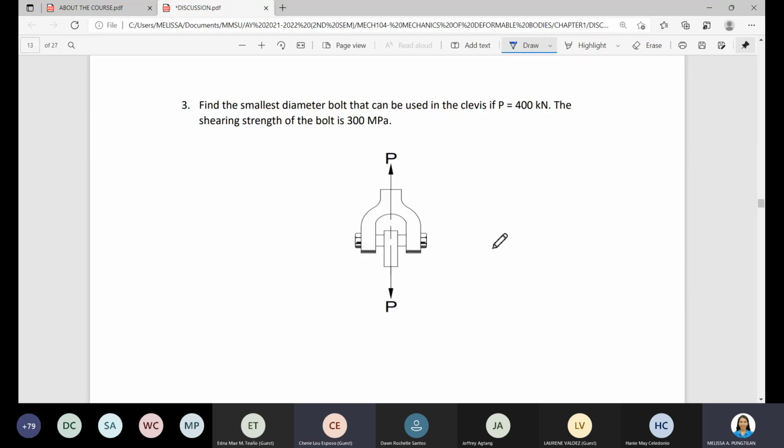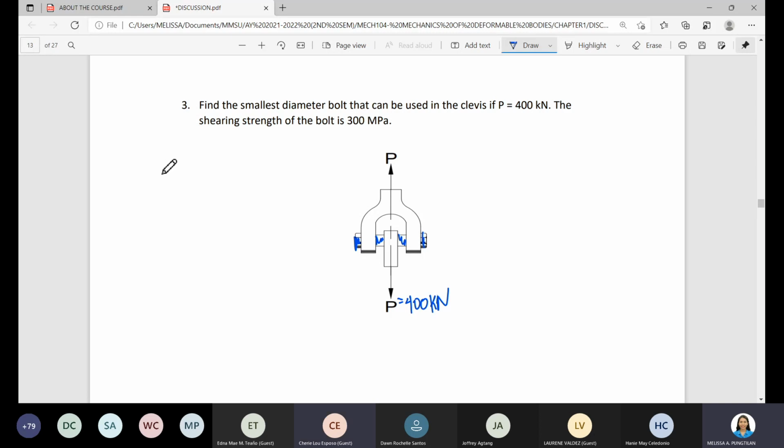Find the smallest diameter bolt that can be used in the clevis if P is equal to 400 kilonewton. The shearing strength of the bolt is 300 megapascal. So, meron daw tayo dito clevis. Yung value ng ating P is equal to 400 kilonewton. Pinapadetermine lang naman dito yung smallest diameter of the bolt to resist a shearing stress of 300 megapascal. So, ito yung ating bolt, naka-attach dito sa clevis natin.